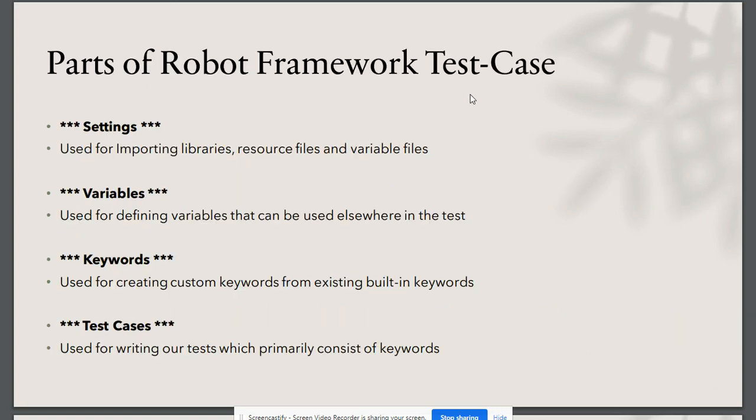A Robot Framework test case consists of four parts. First, settings. Settings are used to import the libraries and external variables and keywords. Then we have variables. It is used to define the variables, which can be used within the test case. And then keywords. Keywords consist of built-in keywords. Basically, we create custom keywords which use the built-in keywords. And finally, we have test cases, and test cases are primarily written using these keywords.